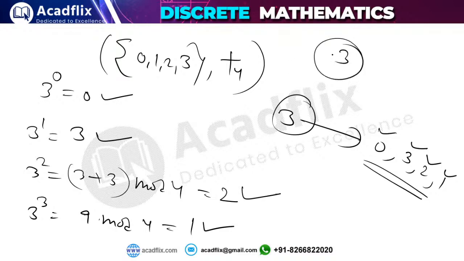Okay, some students have directly said no. You should not directly say no. You should take a copy, take a pen, and try to solve. Don't directly say no. So this 3 is a generator, you can see. You can check, 1 is a generator, 3 is a generator. So for this group, we have 2 generators.